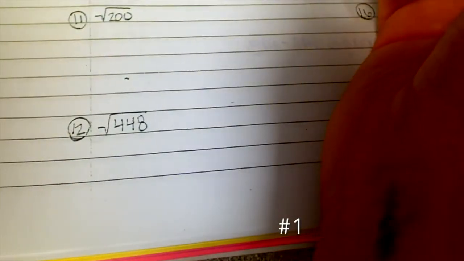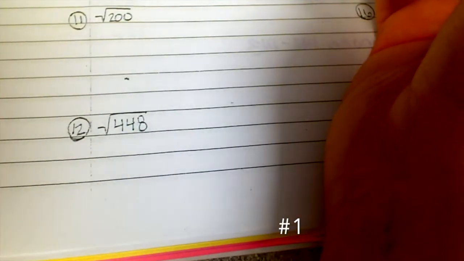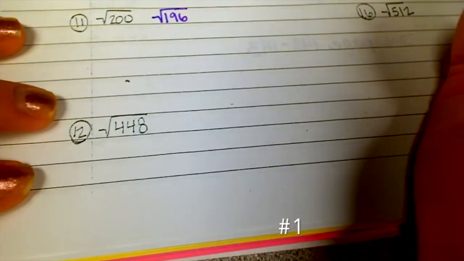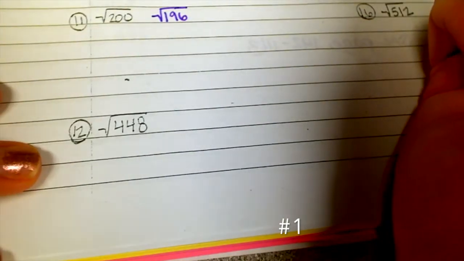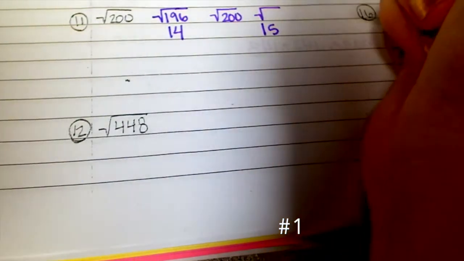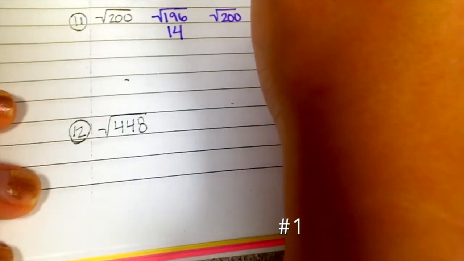What is a perfect square below the square root of 200? Is there... 196. So we have the square root of 196, which is what? Square root of 196 is 14. Then we have the square root of 200. So this number over here is going to be 15. What is 15 squared? Sorry. 225.